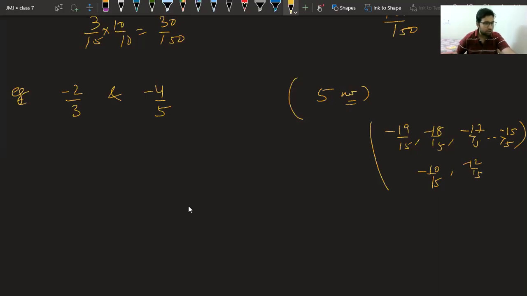Sir, luckily there are also multiples of 3 and 5. Okay, very good. Kavish is saying minus 101 by 150. Okay, Kavish is multiplying with 10 and 10. Rachit is saying okay.